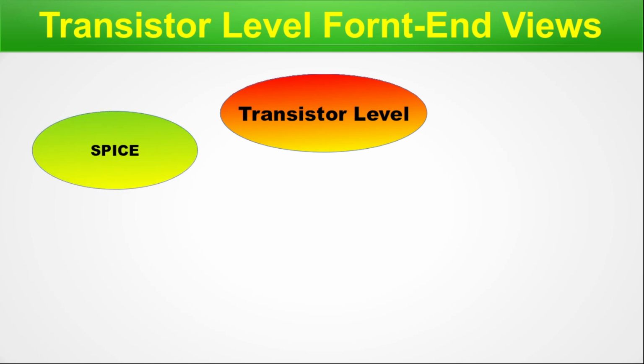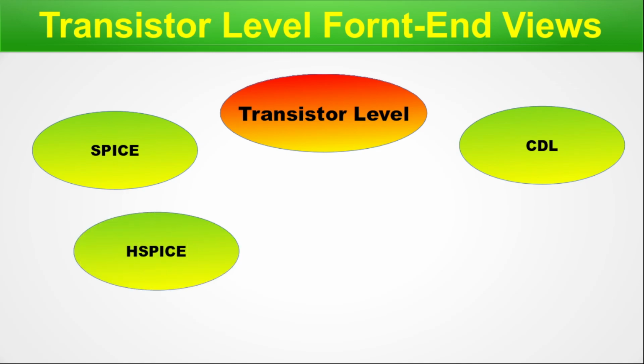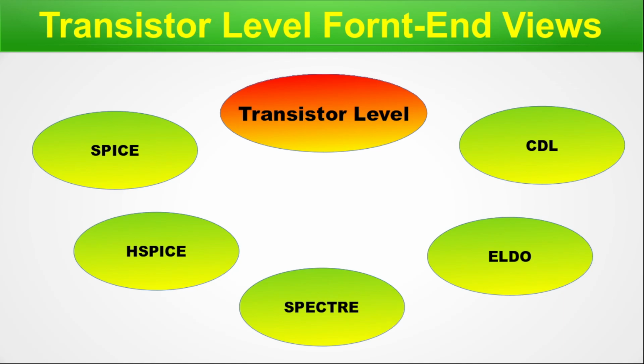Now, the generic transistor level netlist is SPICE or CDL. CDL and SPICE are both representations of a circuit with transistor level data. Now, specific views could be the HSPICE view, ELDO view, or Spectre view. So these are three famous simulators from three different vendors. So these could be specific views. Otherwise, if you talk about generic views, it could be SPICE, it could be CDL.